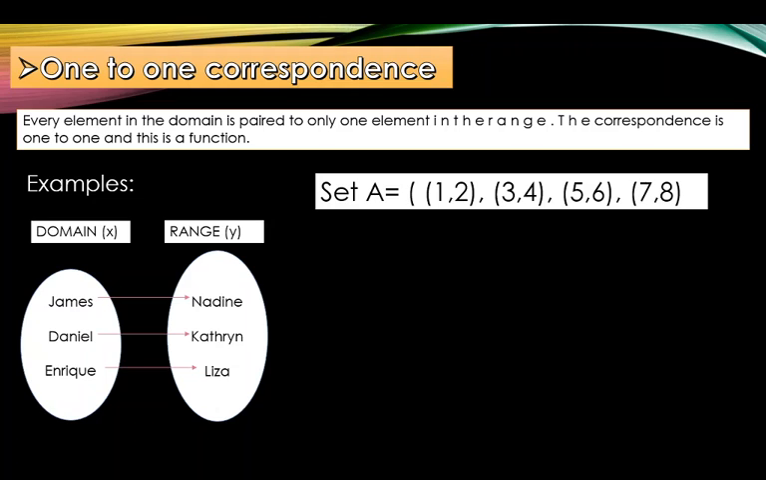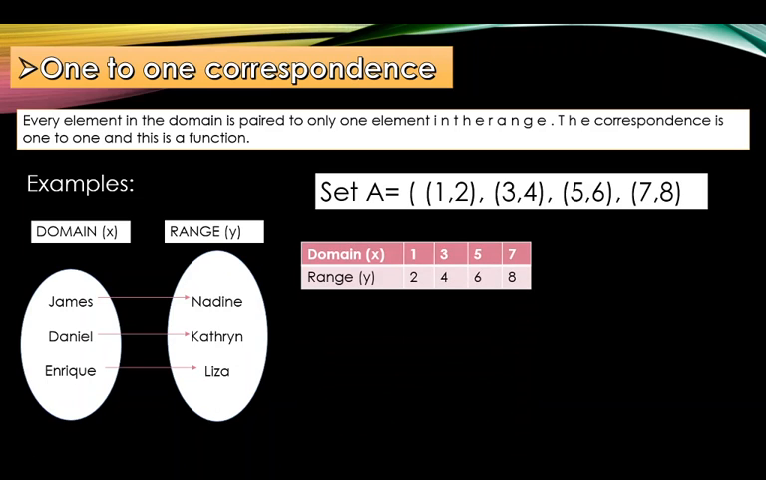Another example using unordered pair. We have 1, 2, 3, 4, 5, 6, and 7, 8. So if you are going to study the domain are 1, 3, 5, and 7. Walang naulit dyan. The range are 2, 4, 6, and 8. Wala ring naulit sa range, meaning to say we have a one-to-one correspondence. That is an example in a table. We have the domain are 1, 3, 5, 7. The range are 2, 4, 6, 8. This is a one-to-one since walang naulit sa ating element ng domain, wala ring naulit sa element ng range.